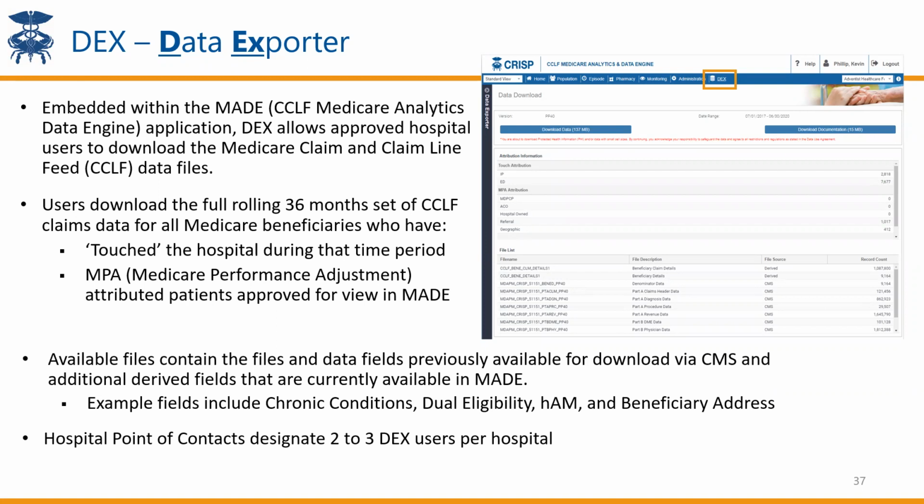The files here contain data fields previously available for download via CMS, but we additionally add a couple of derived fields that are currently available in MAID. So you now have access to, for example, chronic conditions, dual eligibility, the H-metrics HAM score, as well as beneficiary address on the files and the data fields that you are currently familiar with under the CMS download.